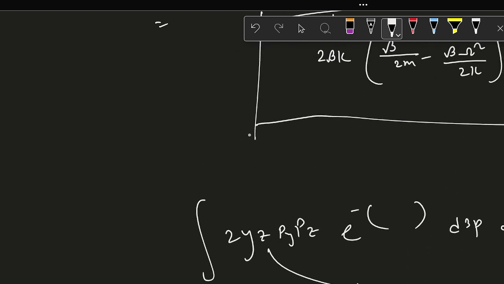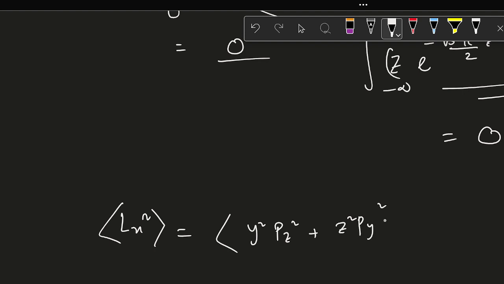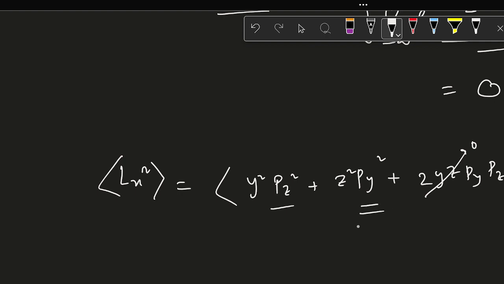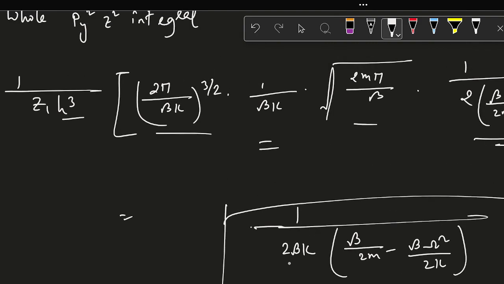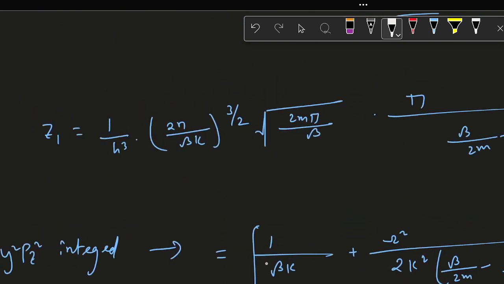So basically, your entire Lx squared integral, if I have to write it down, is the average of y squared pz squared plus z squared py squared plus 2yz py pz. You have now seen that this last part goes to 0, and these two parts I have already calculated. So I'll just write down what their summation is. One part is this thing here, and the rest of the part was earlier.